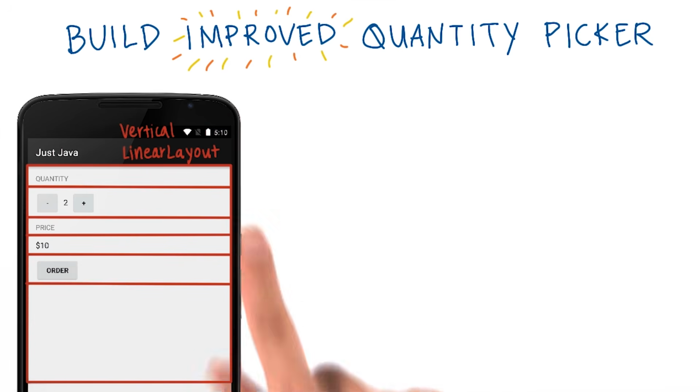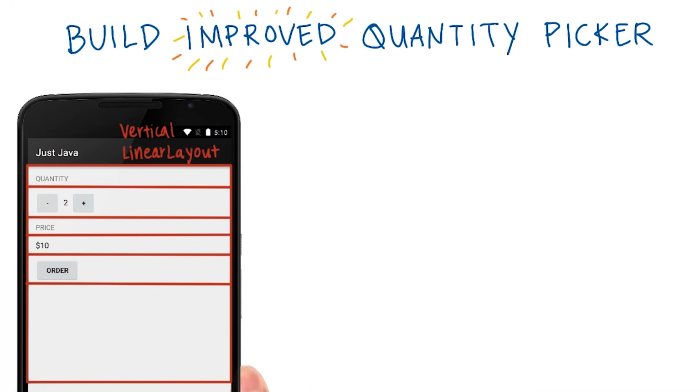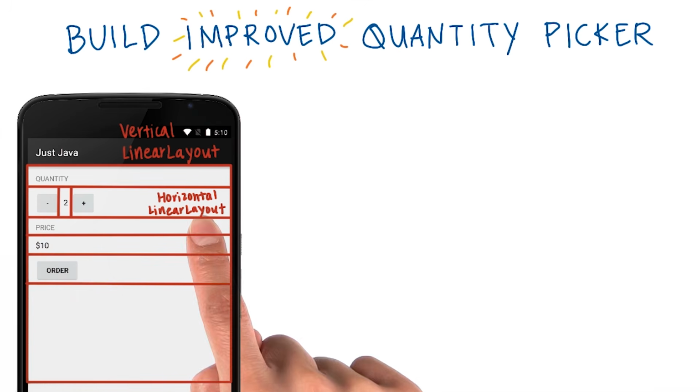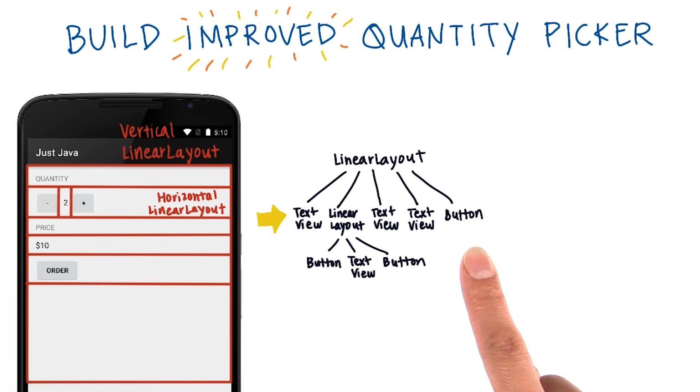First, I look at the screenshot and decide that since the views are in rows, it looks like a vertical linear layout. The second child, though, is not a single view. In fact, that's a horizontal linear layout of 3 views. This is what the view hierarchy diagram would look like.